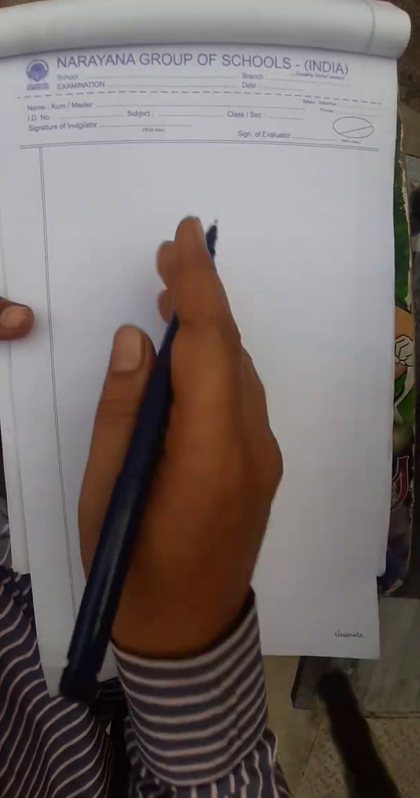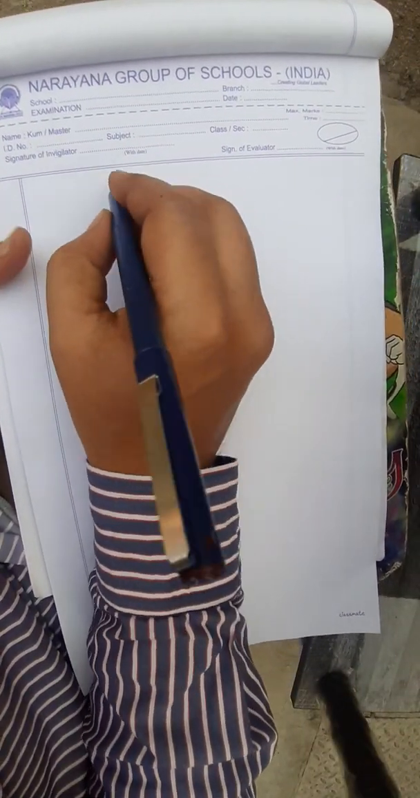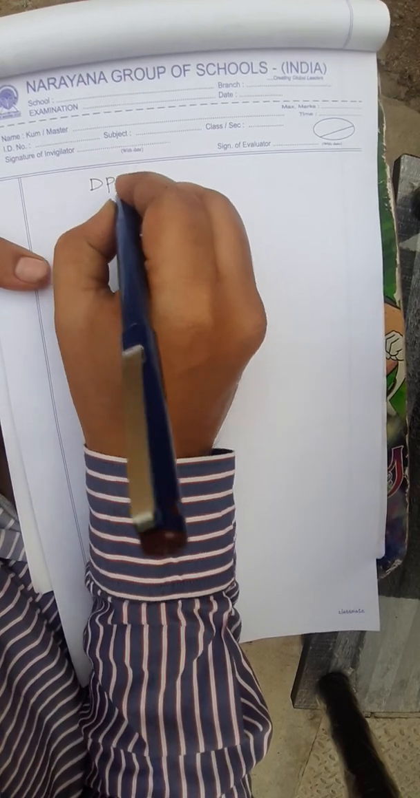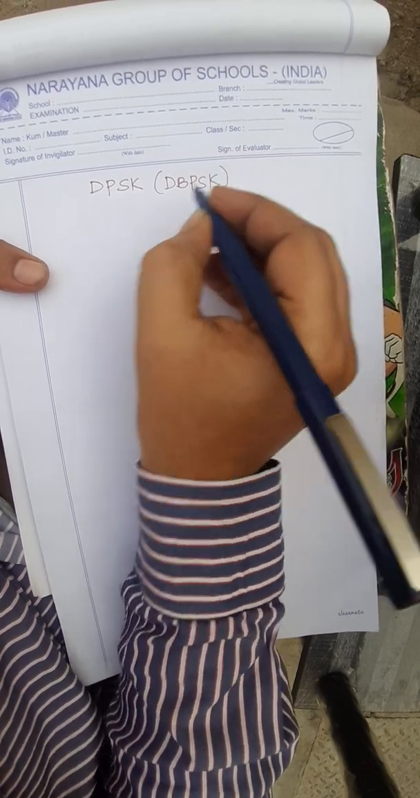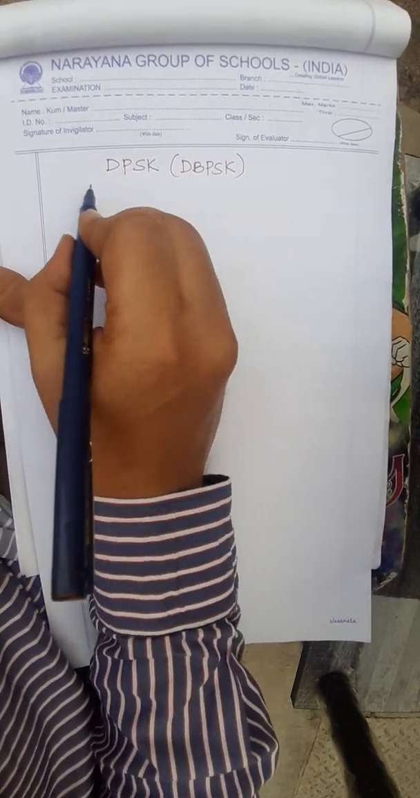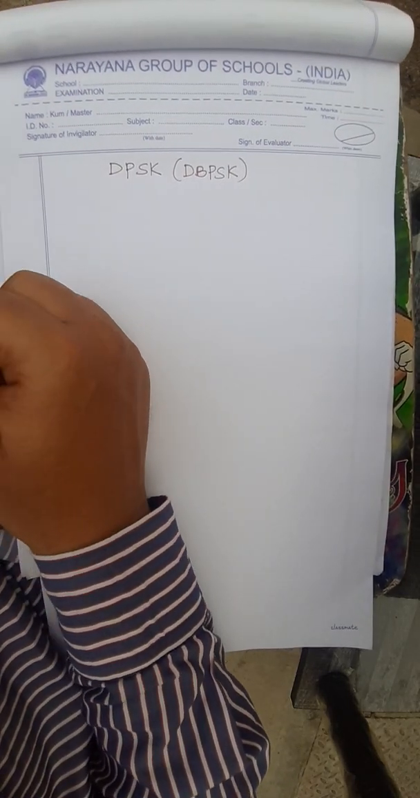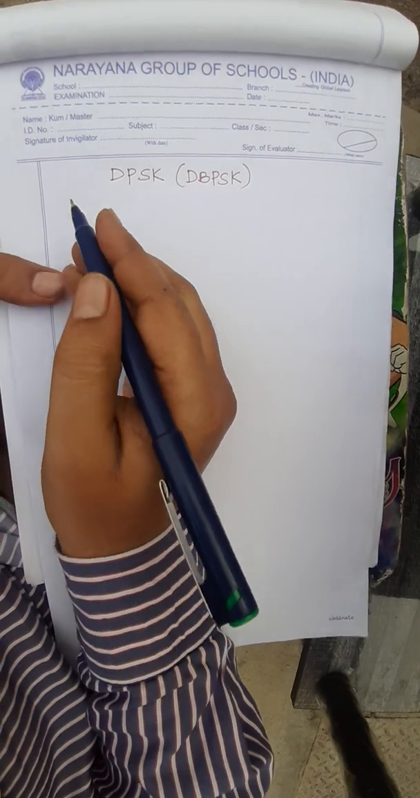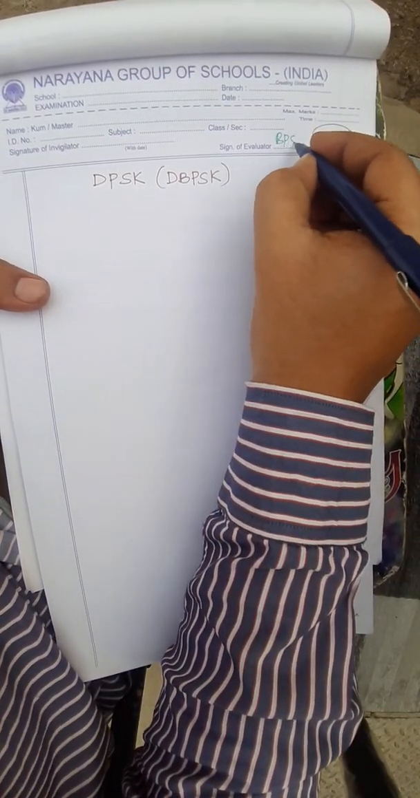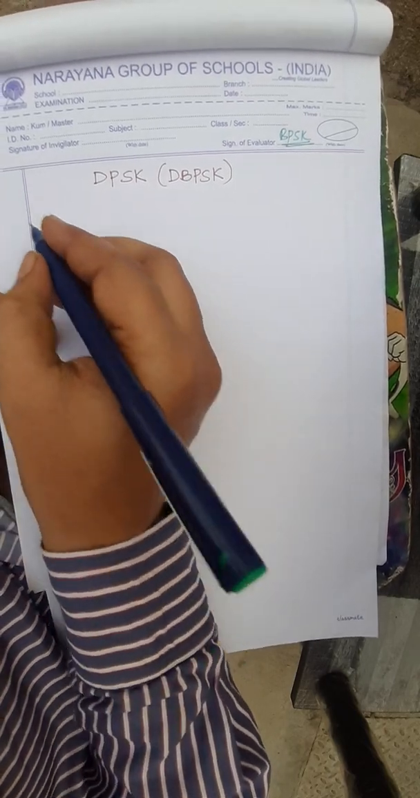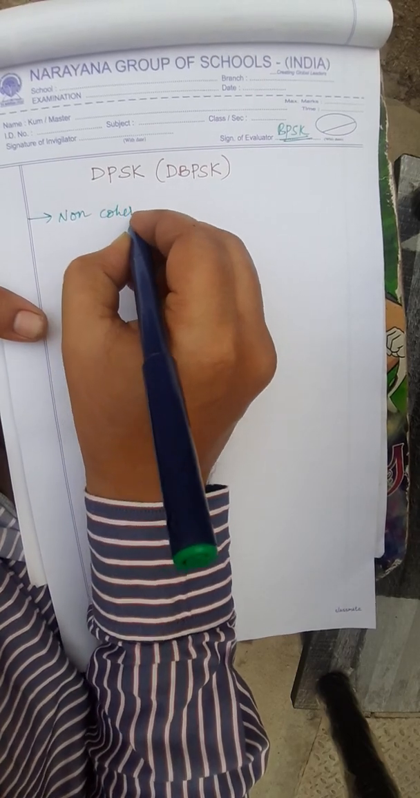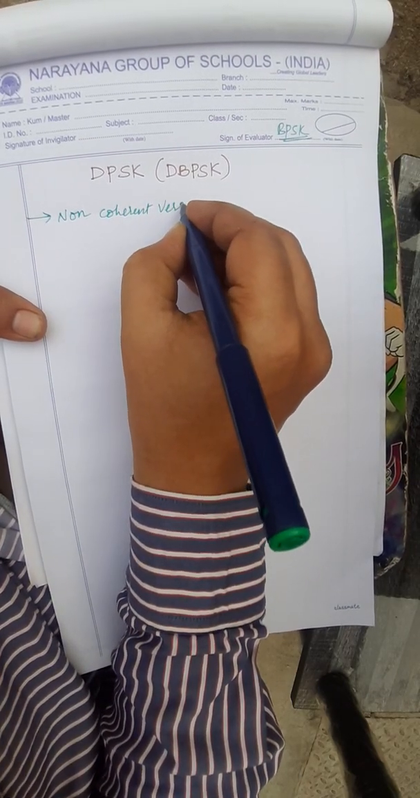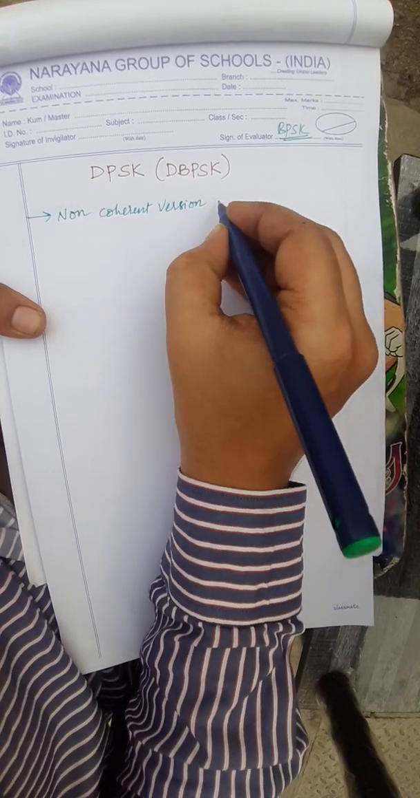Now today the topic is differential phase shift keying. DPSK is also called differential binary phase shift keying. So here we already have BPSK. Why are we going to use DPSK? The DPSK is the non-coherent version of BPSK.